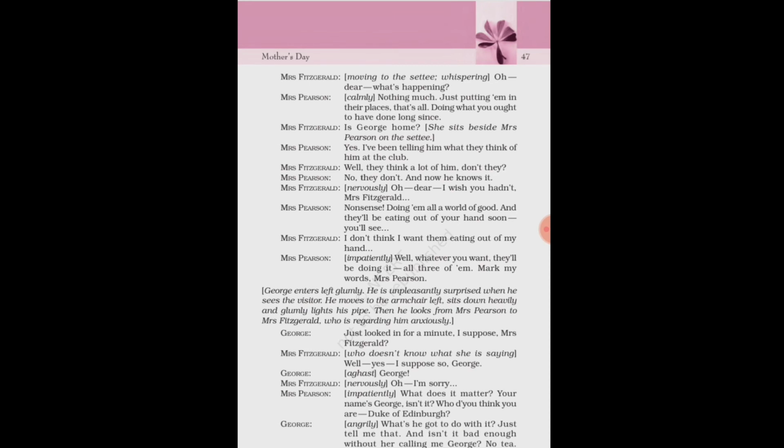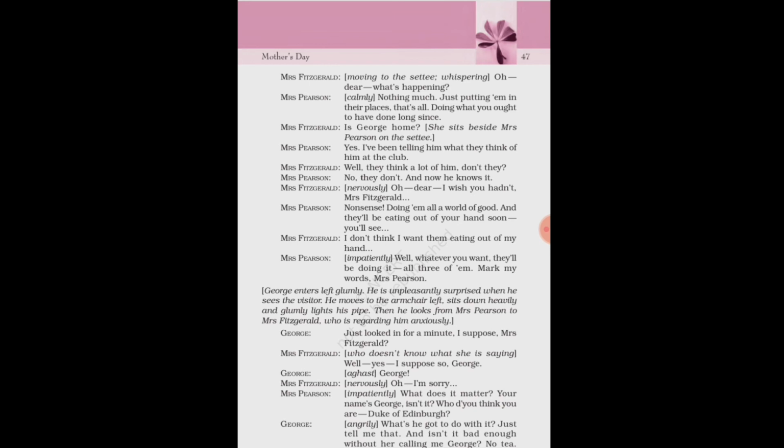And they're also having a short conversation. And after that, George enters grumpily, and he's unpleasantly surprised when he sees a visitor. He moves to the armchair left and sits down heavily, glumly lights his pipe, and looks from Mrs. Pearson to Mrs. Fitzgerald, who regards him anxiously.